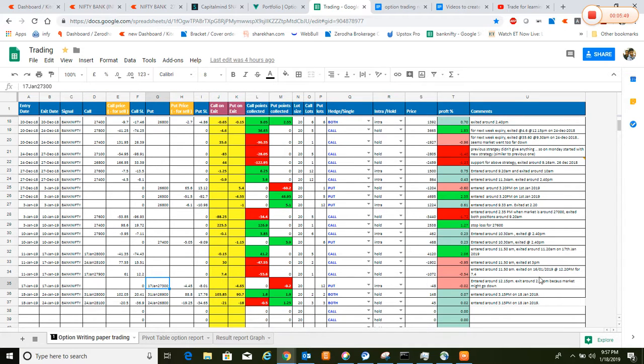It entered around 12:15 p.m. and exited around 2:19 p.m., because the market might go down. So we bought 27,300 put at 4 rupees 45 paisa, and the market was going downtrend, but actually it didn't reach that 27,300.